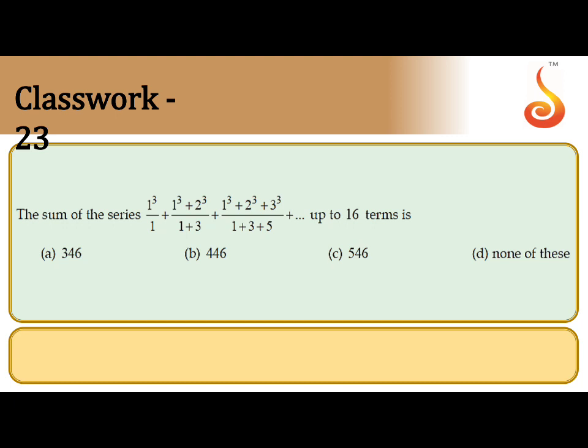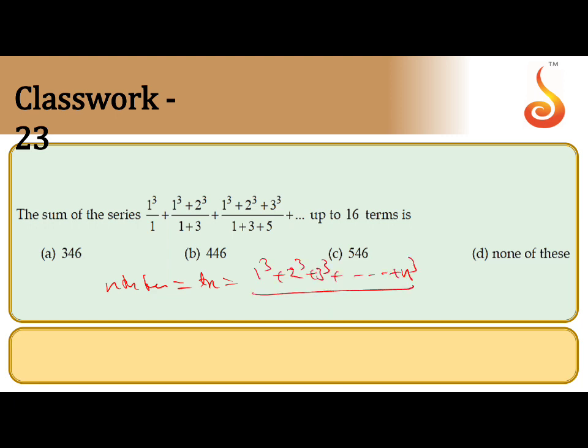So to find the sum of any terms, first we want the nth term. We want to find the nth term of the series. The nth term is Tn. Observe the series. First term 1 cube. Second term 1 cube, 2 cube. Third term 1 cube, 2 cube, 3 cube. Like that, the nth term is 1 cube, 2 cube, 3 cube and so on up to n cube.